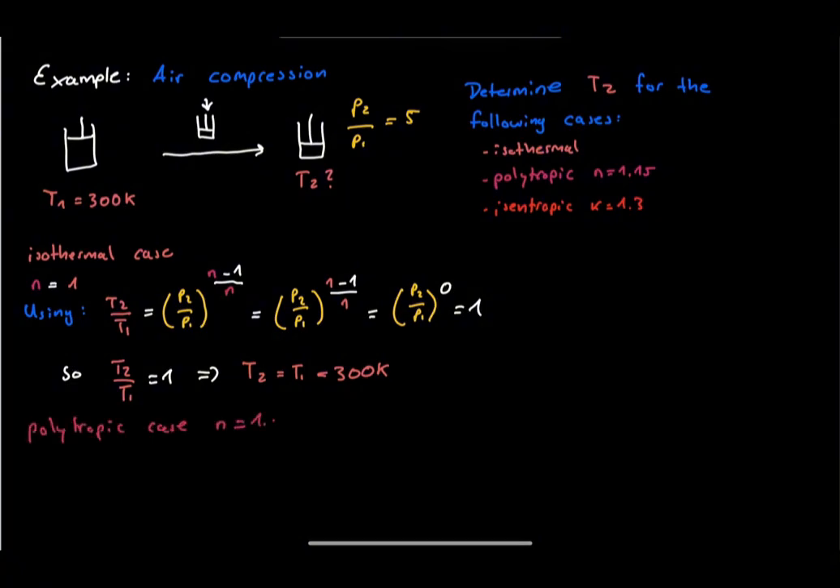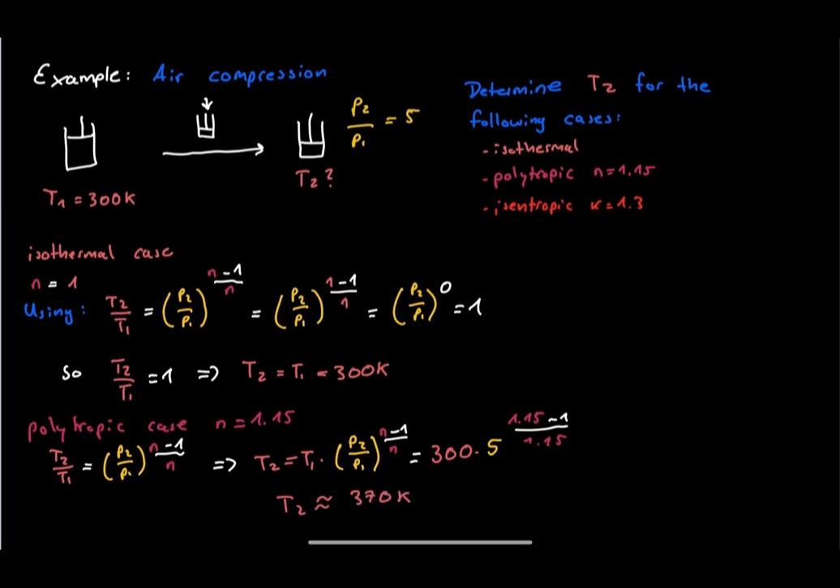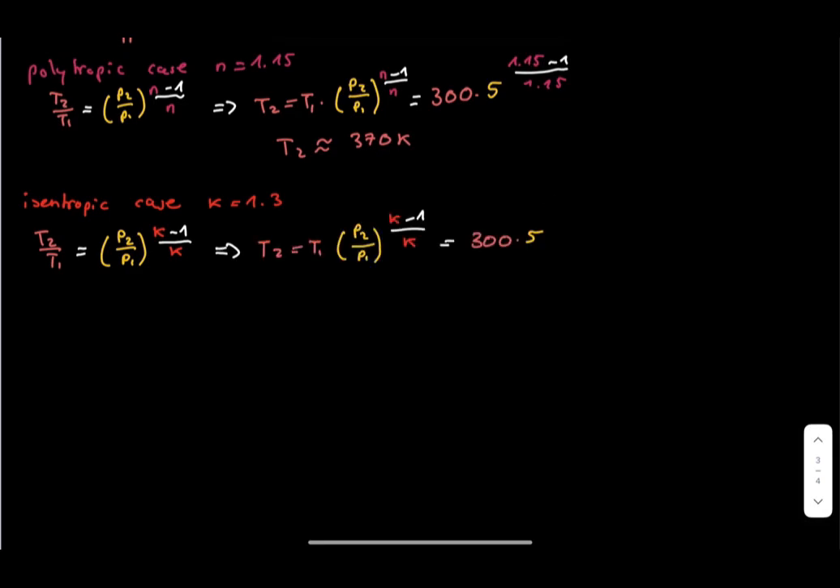Now the polytropic case. Use n equals 1.15. We calculate T2 equals 300 times 5 raised to the power of 1.15 minus 1 divided by 1.15. This gives approximately 370 Kelvin, so the gas heats up moderately. Now the isentropic case. Use kappa equals 1.3. We calculate T2 equals 300 times 5 raised to the power of 1.3 minus 1 divided by 1.3. This gives approximately 435 Kelvin, so this case gives the strongest heating.